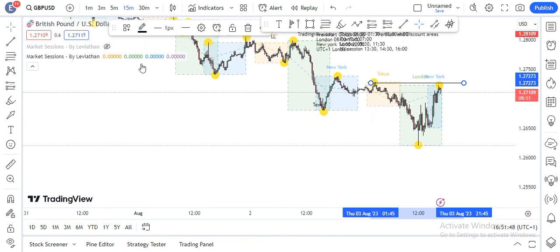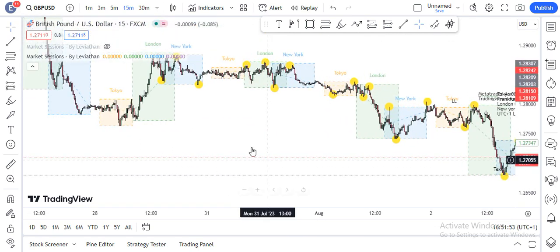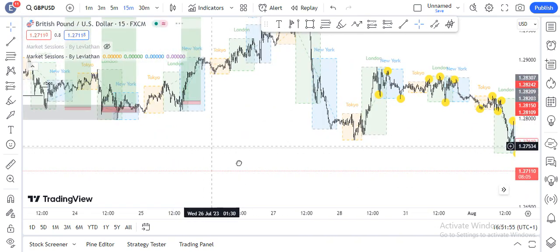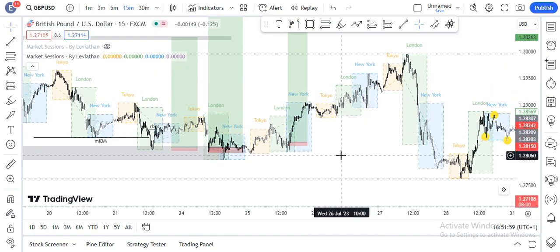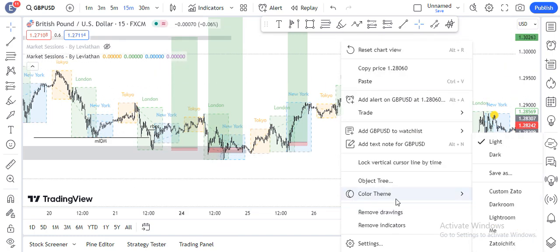So this is going to be the market structure for a downtrend. Okay, and let's look for a market structure for an uptrend. These are markups I had. Let me delete these.